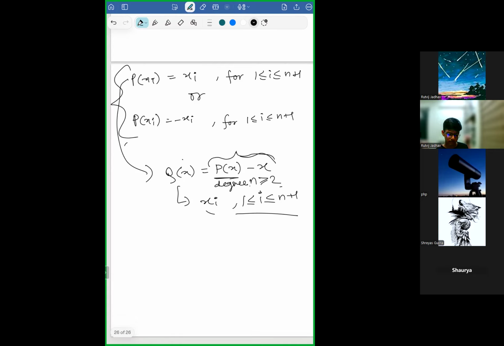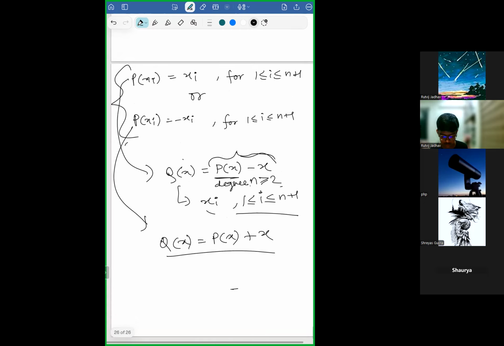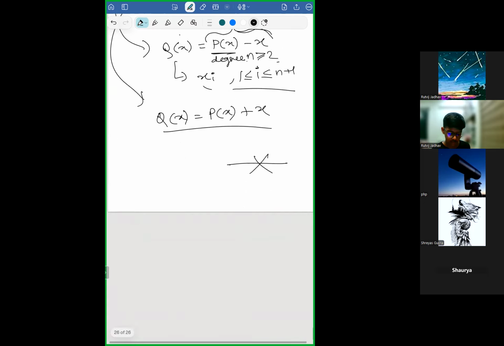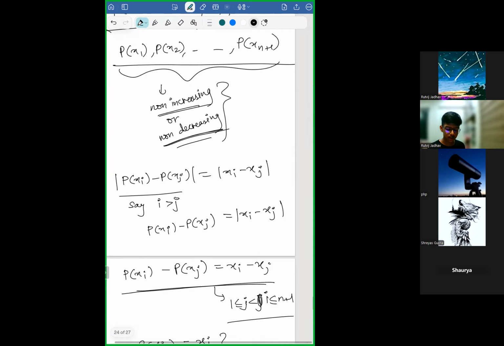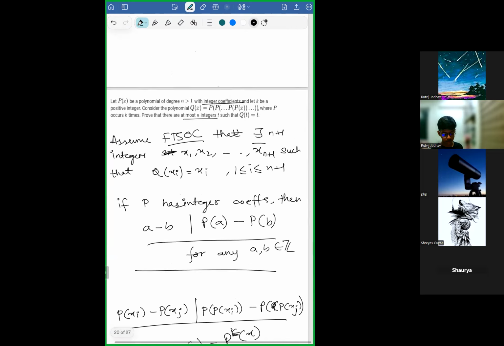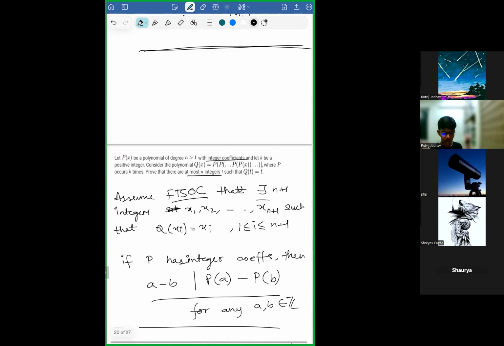Similarly, in the second case, our polynomial would just be q of x equals p of x plus x. So we have a contradiction here, and this contradicts the assumption we had made in the very first line, which was that there are n plus 1 integers such that p of xi is xi, which cannot be true. So there are at most n integers t such that p of t is t, as desired.